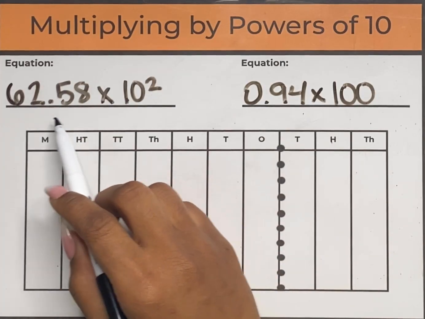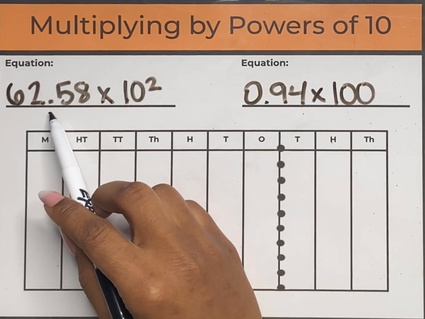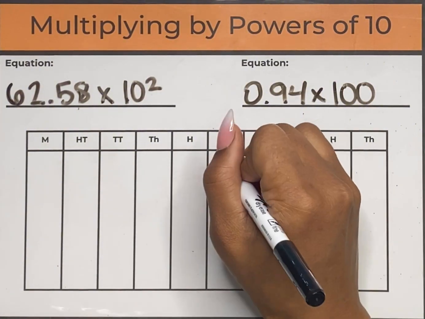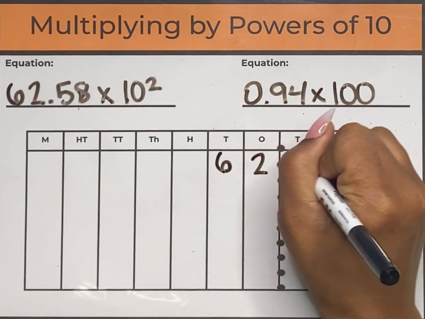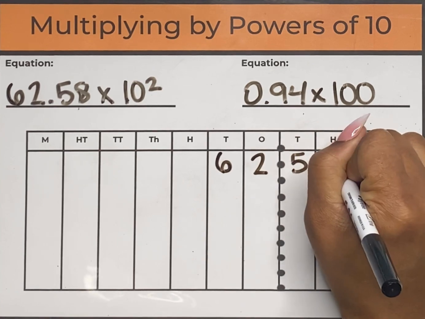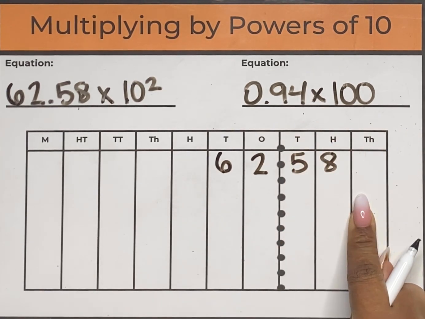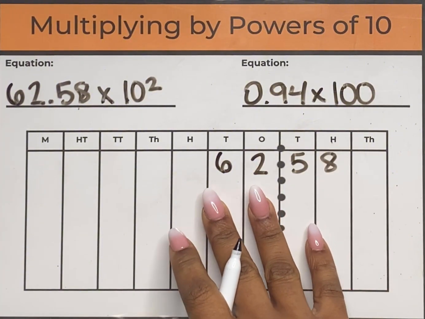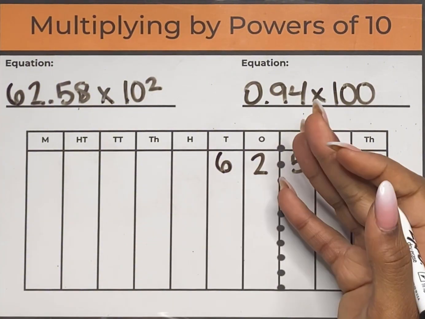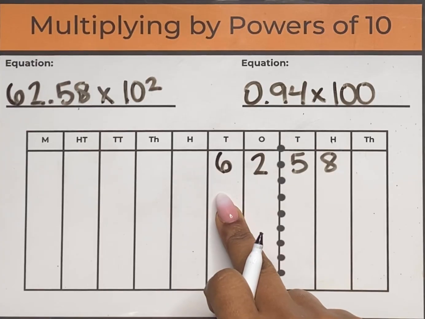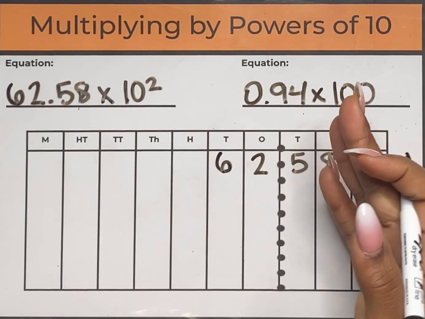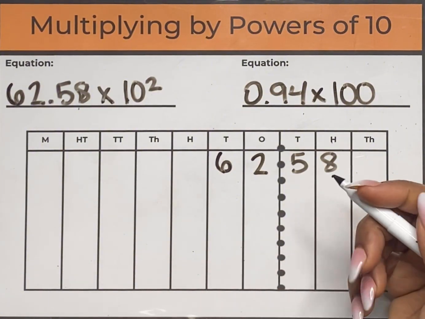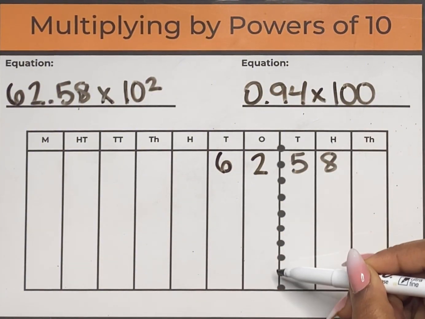All right, so step one is to take 62 and 58 hundredths and place it in the place value chart. It's important to place the number in the place value chart correctly, because if it's not in the chart correctly, your values will not be correct. 6 tens is 60. 2 ones is 2. So it definitely matters where we place the digits. And if you're not sure, use the decimal line to guide you.